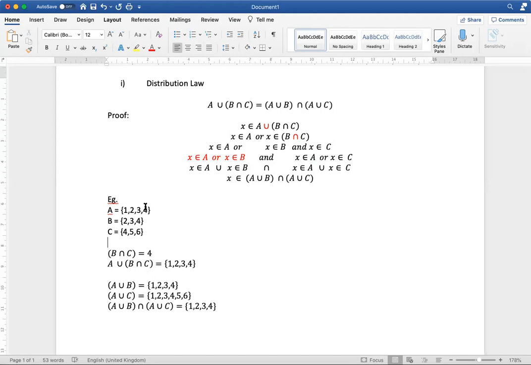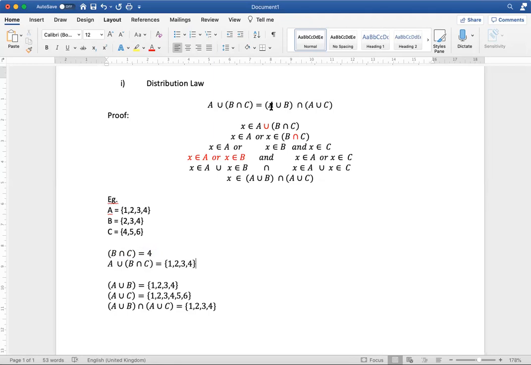If we look at some practical examples, for example, we have a set A with 4 numbers, 1, 2, 3, 4; B is 2, 3, 4; C is 4, 5, 6. Let's look at the left-hand side. B and C, the common or overlapping part of B and C, would only be 4. But if we have A or (B and C), we have the whole set of A, 1, 2, 3, 4, or 4. So the left-hand side would consist of the 4 elements 1, 2, 3, and 4.